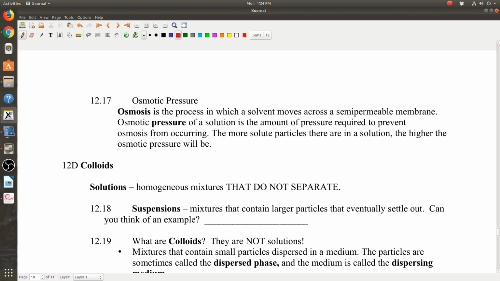I'm not going to do a lot with this. Osmosis is the process in which a solvent moves across a semi-permeable membrane. Osmotic pressure is the amount of pressure required to prevent it from happening, just to prevent it. The more solute particles that are in a solution, the higher the osmotic pressure, the harder it is to keep the liquid from moving across to the other side.